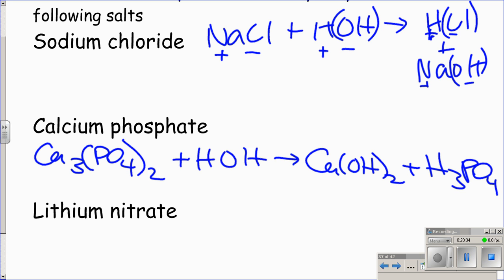Lewis, will you say the word equation out for me? Don't spell it out, but say it. Calcium phosphate plus water yields calcium hydroxide plus phosphoric acid. Yeah, phosphoric acid, good.